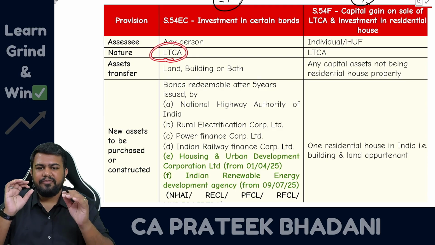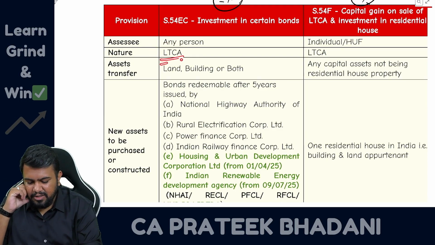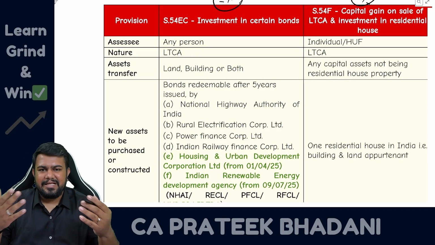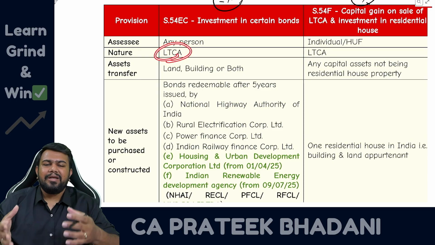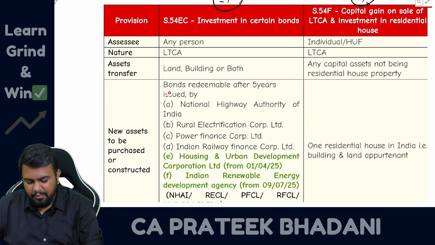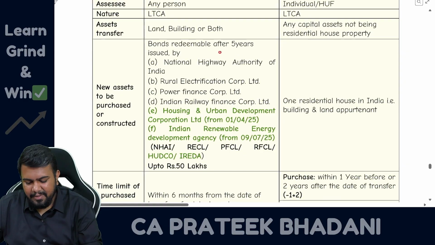The nature of asset transferred is a long-term capital asset being land or building or both. So if land, building or both is transferred, and if it is long term, then whatever capital gain amount is there, this capital gain amount you can invest in the bonds that are redeemable after 5 years.